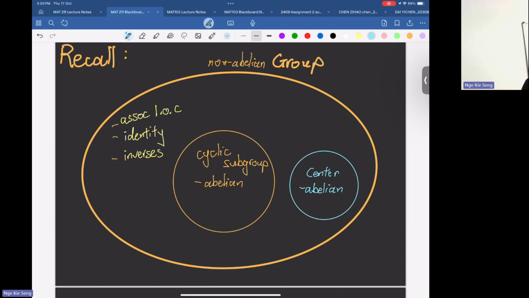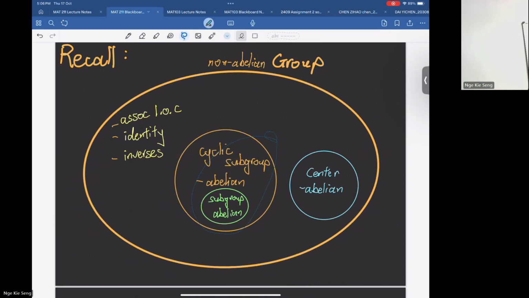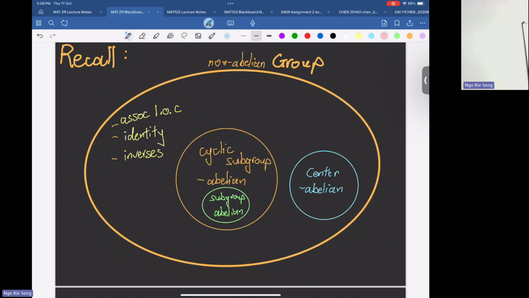What is the special thing about cyclic subgroups? If you go further into the subgroup, it is still abelian, and not just abelian, it is still cyclic. So if you go deep into a cyclic subgroup, it's just a cyclic subgroup again. There's nothing special about it. So we have cyclic subgroups, the center, and then one more subgroup I taught you last lecture, which is the normal subgroup.